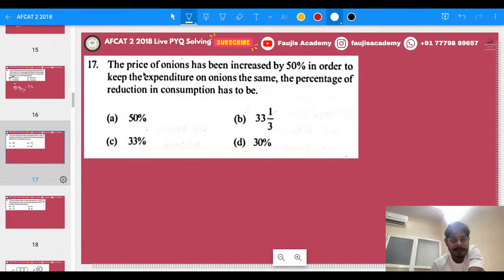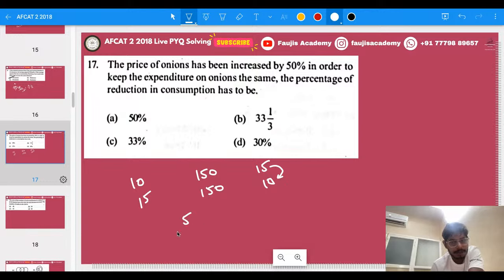The price of onion has been increased by 50%. In order to keep the expenditure on the onions the same, the percentage of reduction in the consumption has to be what? Can we assume your budget was 150, let's say? Let's say 10 rupees was the price earlier. So you were able to buy 15 kgs, isn't it? Now the price has increased to 15. Your budget remains the same. You are now able to buy only 10 kgs.